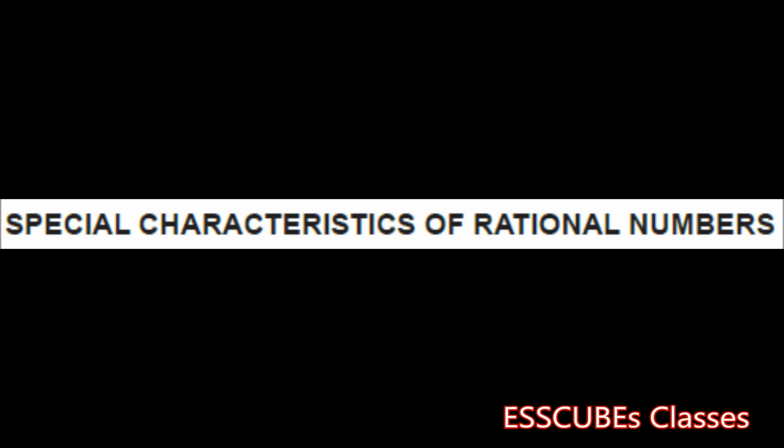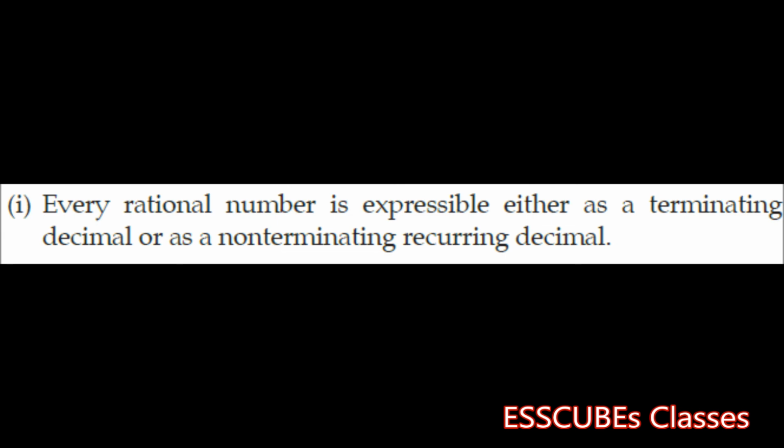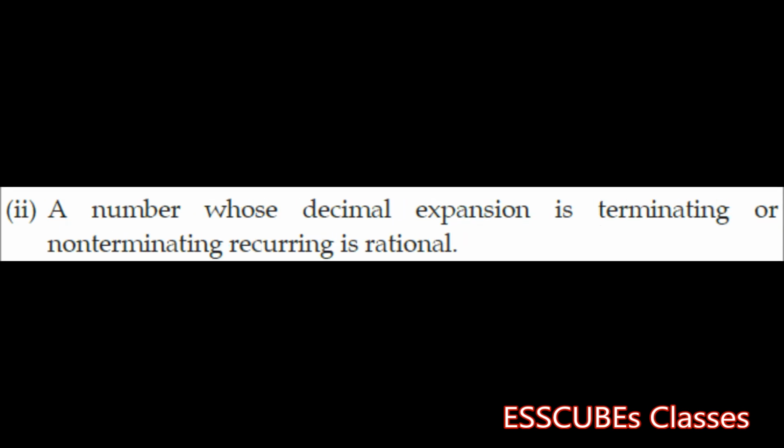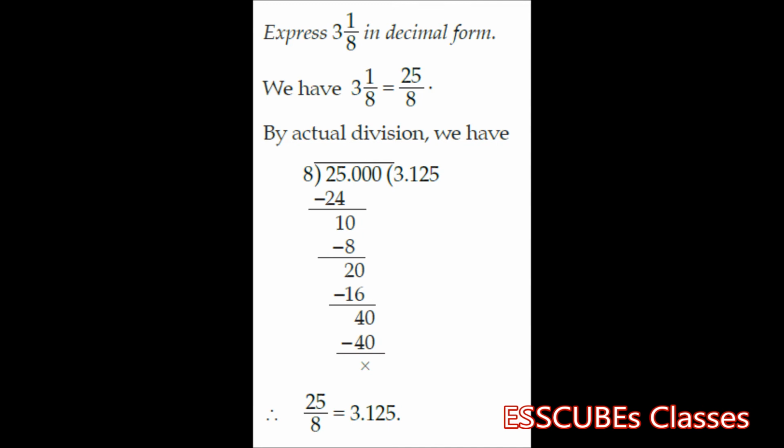Let us now discuss some special characteristics of rational numbers. The first one is that every rational number is expressible either as a terminating decimal or as a non-terminating recurring decimal. And what is the second one? A number whose decimal expansion is terminating or non-terminating recurring is rational. Let us take an example and express 3 1 by 8 in decimal form. 3 1 by 8 is nothing but 25 by 8. If I divide that by the actual division method, we come across 3.125 as the answer.